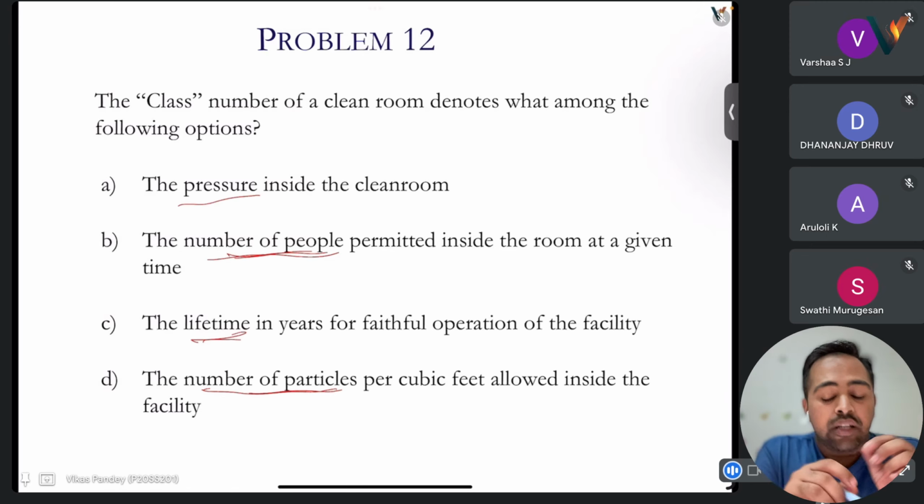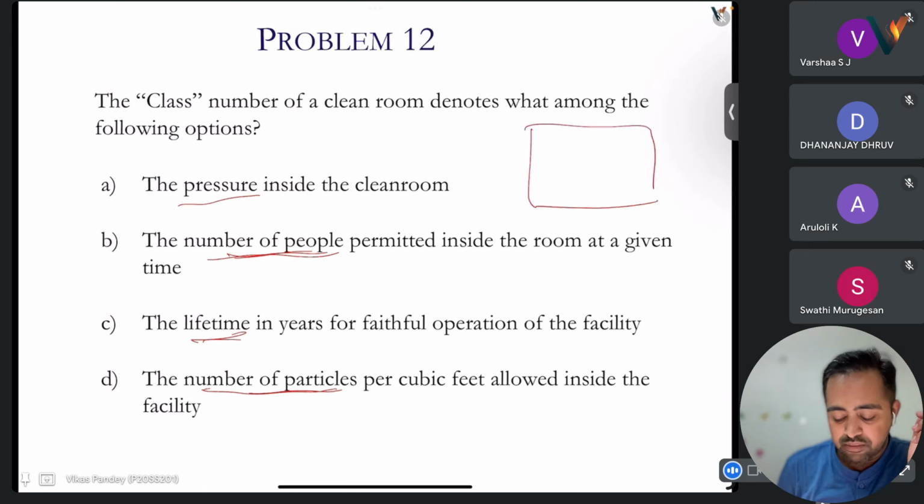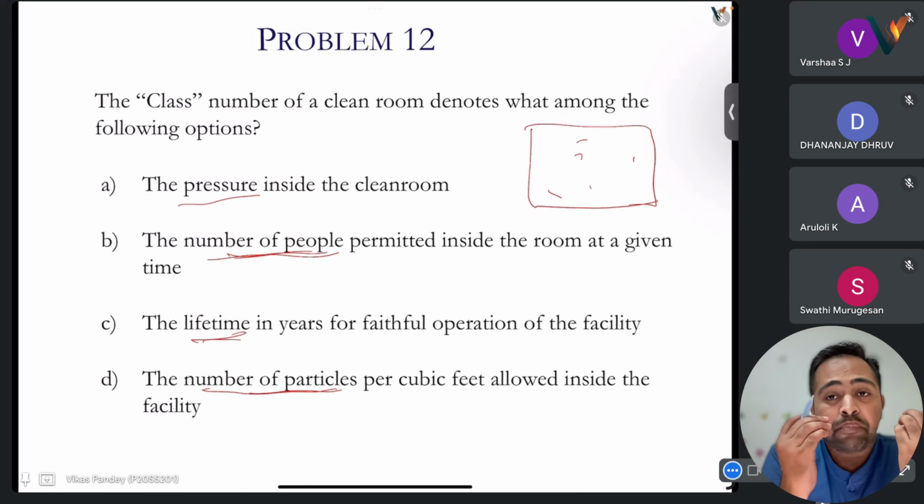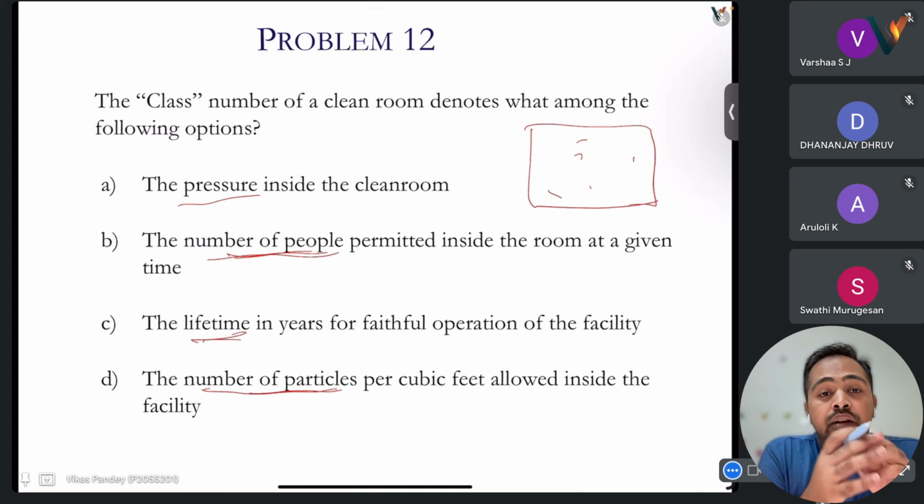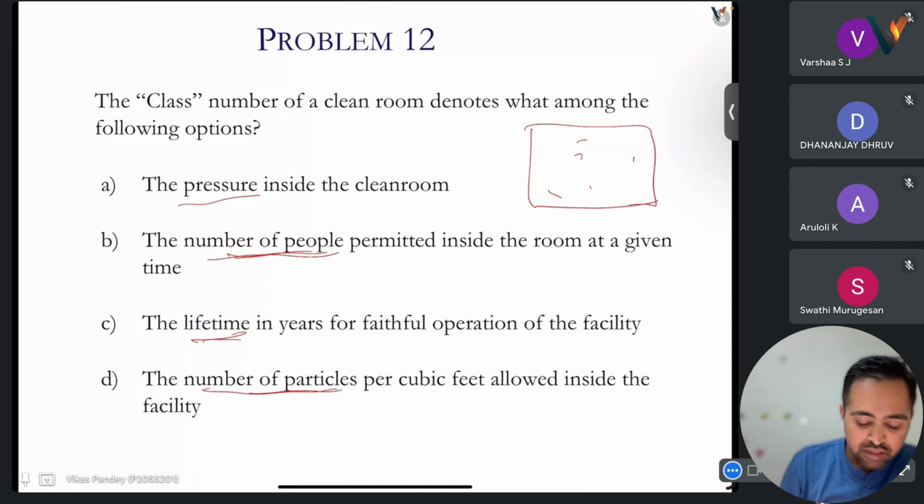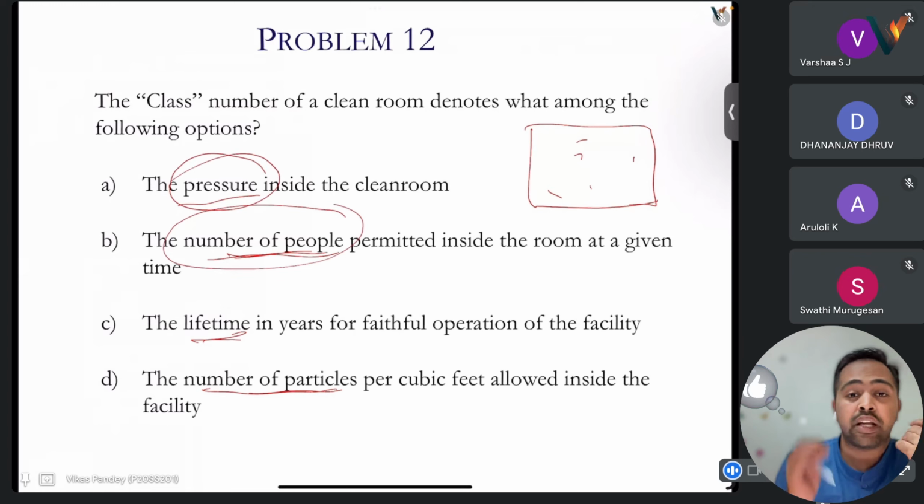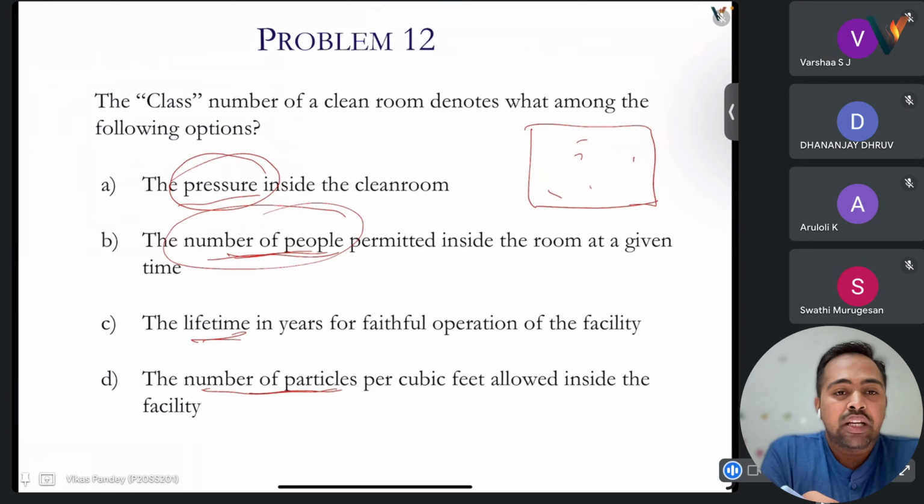So this determines how many particles are inside that clean room, the maximum allowed particles. And for that, we have to do a lot of things: the air has to be purged regularly, cleaned, and then put inside. The humidity has to be maintained. The pressure should also be maintained. The number of people permitted, as well as how the person will enter. Anyone is not allowed to wear normal clothes. You have to wear some covering, an apron, and everything is to be covered. Mouth, face, all these are to be covered.